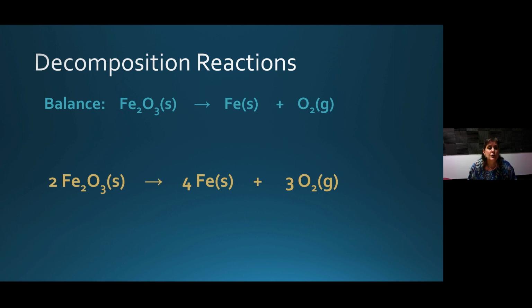We need 2 Fe2O3s on the reactant side, and we're going to make 4 Fe solids on the product side and 3 O2 gases. This way we have 4 irons and 6 oxygens on both sides. Hopefully you're getting better at balancing these reactions.